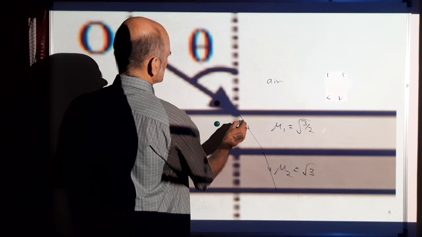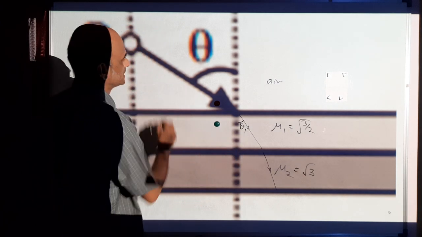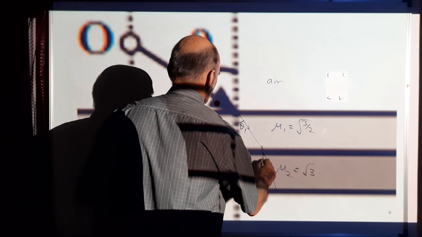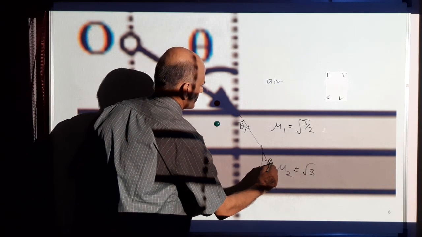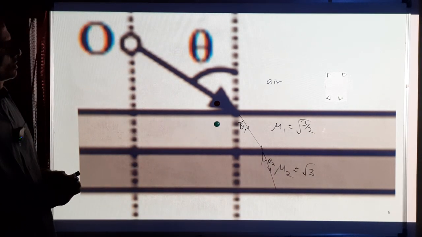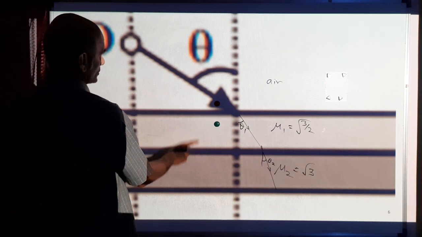So this angle is the angle of refraction in this medium. Then we call it theta 1. This is theta, and similarly this angle with the normal is theta 2. Okay, so this is one unit: air, medium 1, medium 2.